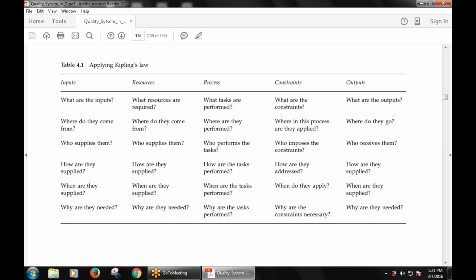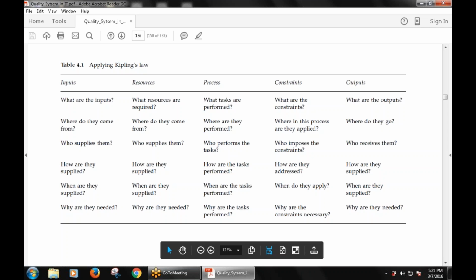Then in the resources part, what resources are required, and where do they come from? Who supplies them? How are they supplied with the model? When are they supplied? And why are they needed? What is the main aim of needing them?